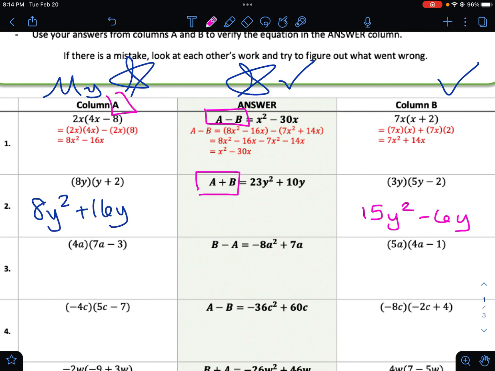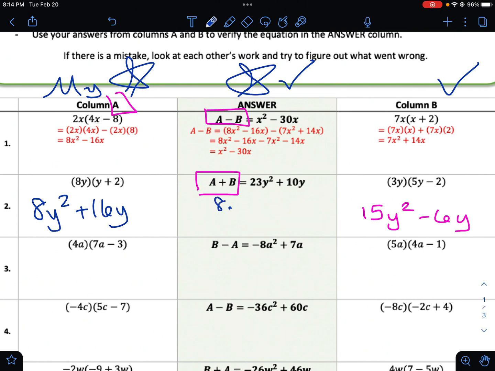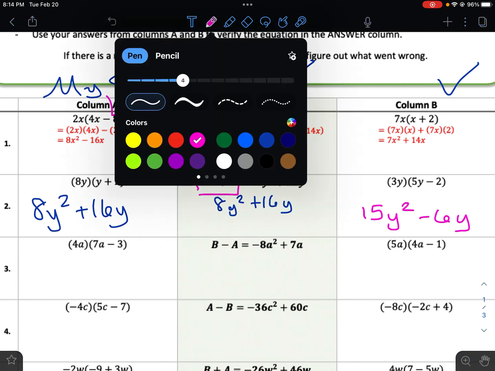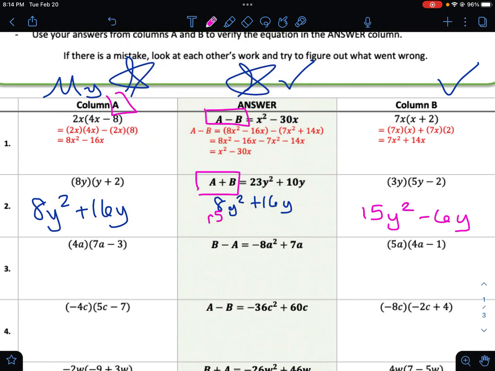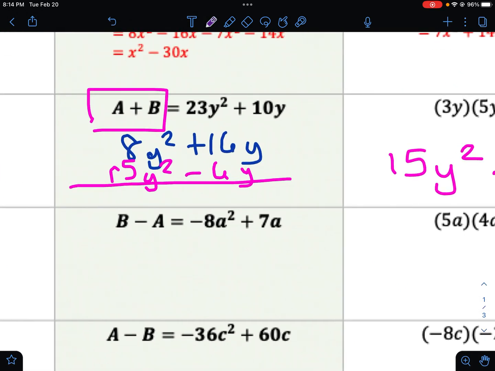I am partner A, so that means I'm going to take my answer. Let me go ahead and change back to blue. I have this number, and my partner has this number. I'm just going to line them up underneath each other so you can see it. And now we're going to add them together to come up with the final answer. So 15 and 8 make 18, 19, 20, 22, 23. 23y to the second power. And 16 take away 6 is 10.